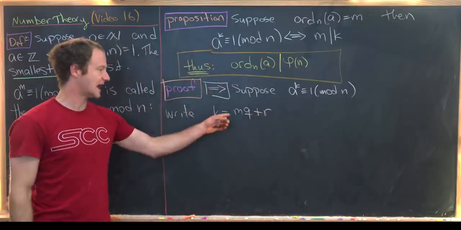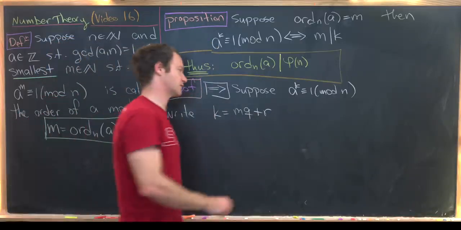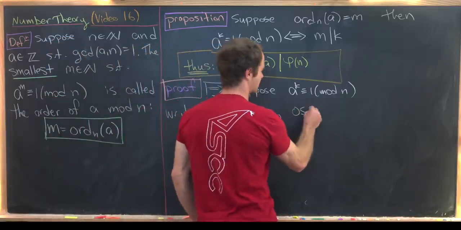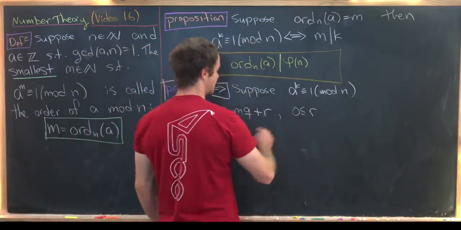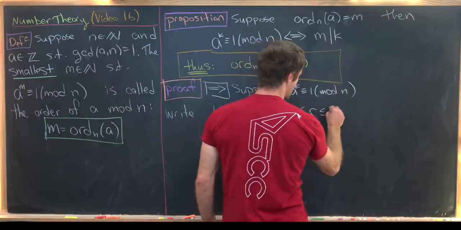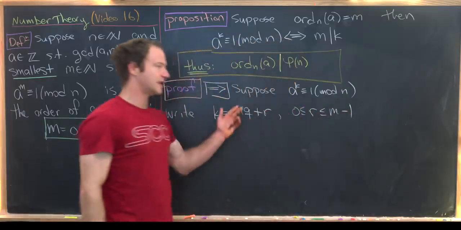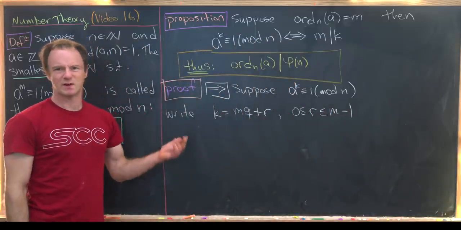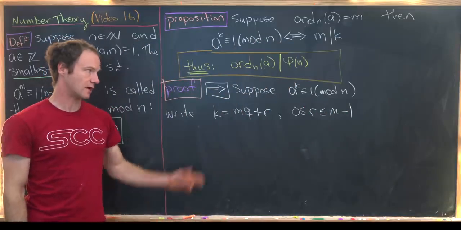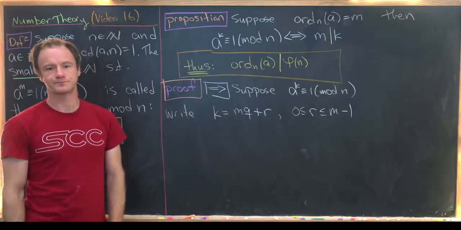So we've divided k by m and kept the remainder. So here our remainder goes between 0 and m, not including m, or including m minus 1, depending on how you want to write that inequality. That's how I'll write it here.